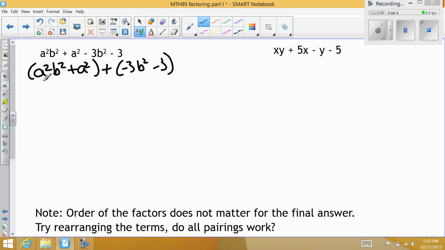Looking at the first pair, I can see I've got an a squared common to both. So I'll factor out the a squared from the first pair. That leaves behind a b squared plus, what do I put in here? A squared times what is a squared? A squared times 1 is a squared.